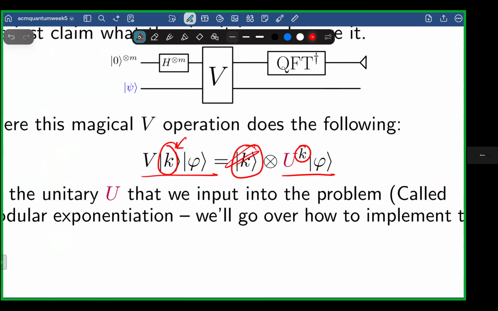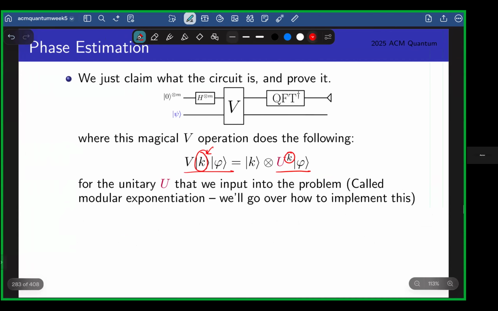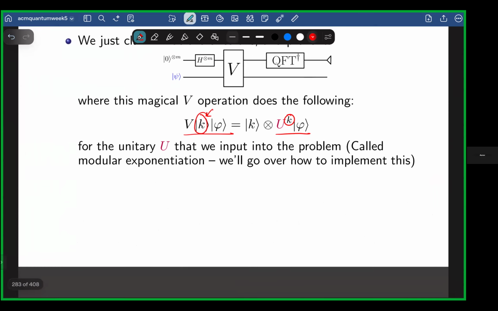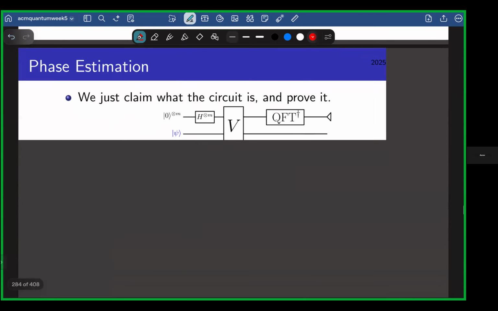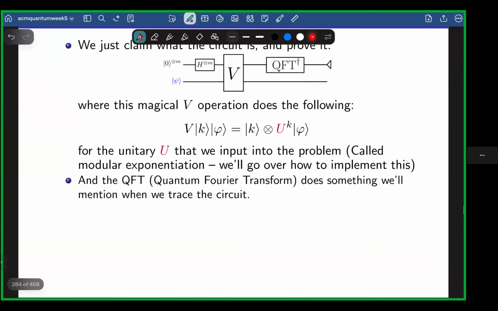So does that make sense, what V is doing? That K in the front doesn't actually change, but it determines how many times you multiply U on the second register. And then we'll go over why you need that. It's called modular exponentiation. And QFT is the quantum Fourier transform, and we'll mention that later in the circuit.